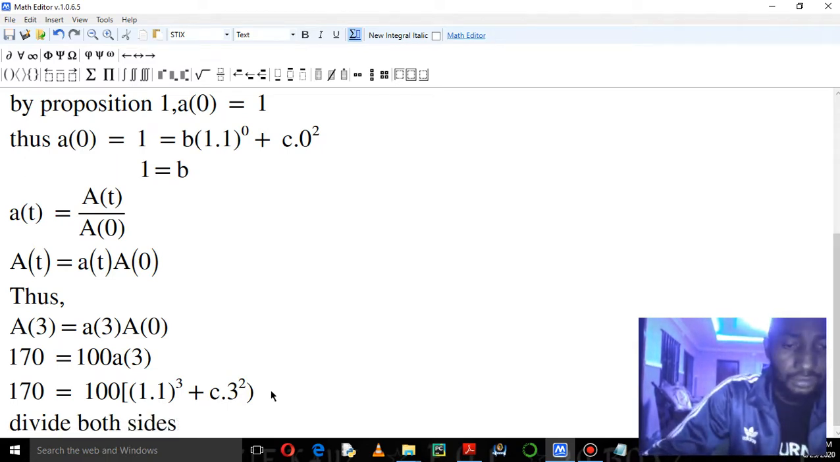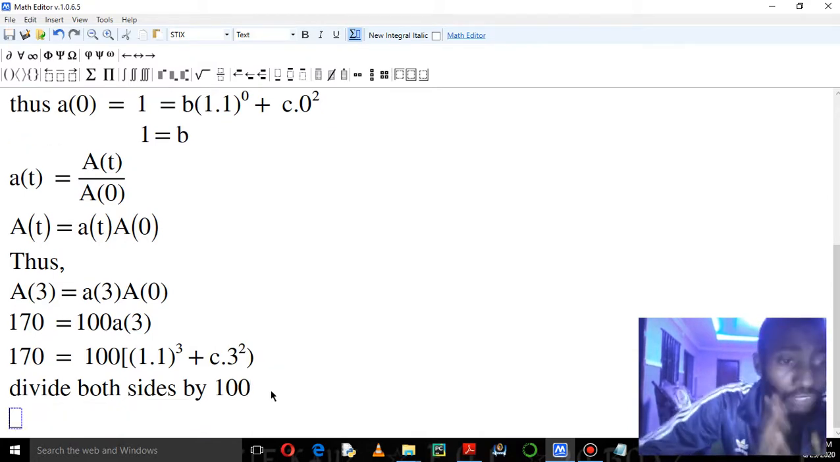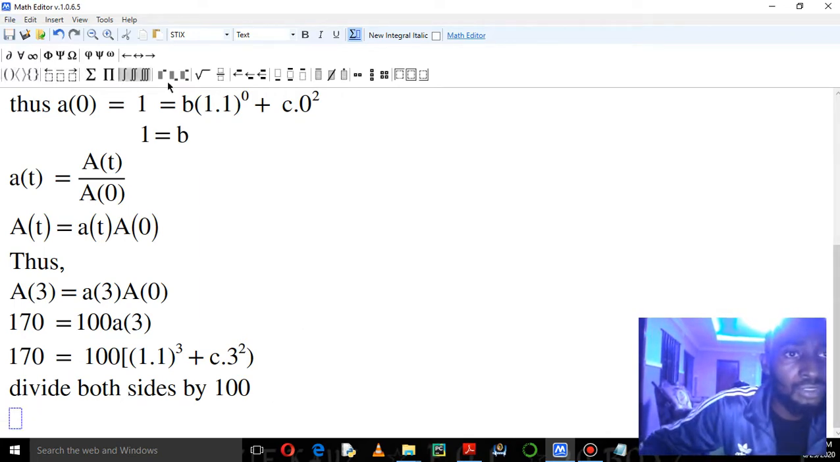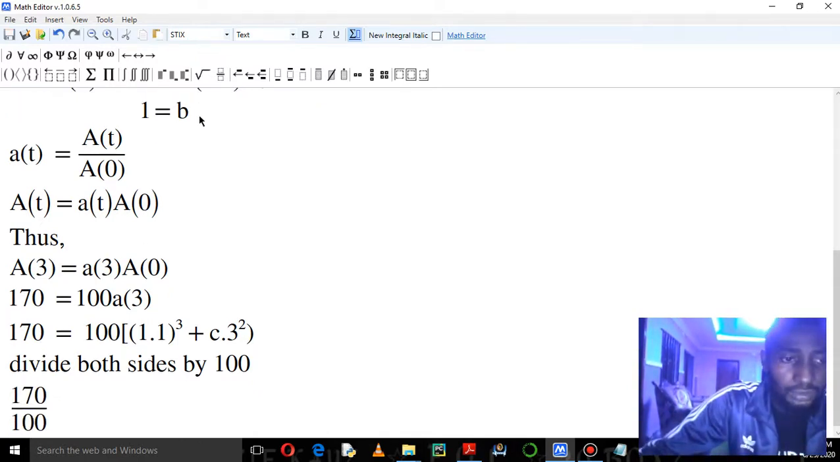Both sides by 100. So if you divide both sides by 100, we'll be having 170 all over 100. You understand? Let me just use this small thing. So you have 170 all over 100 equals this.